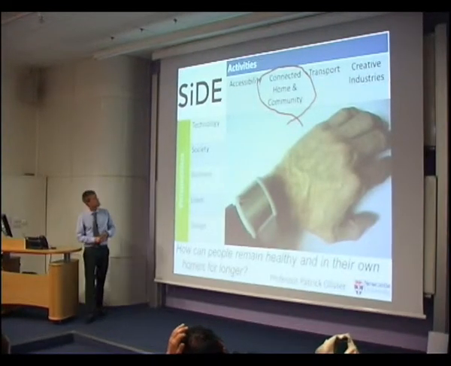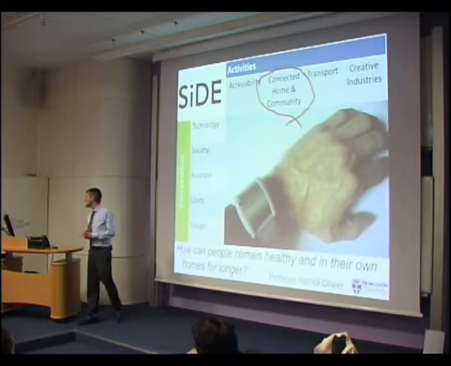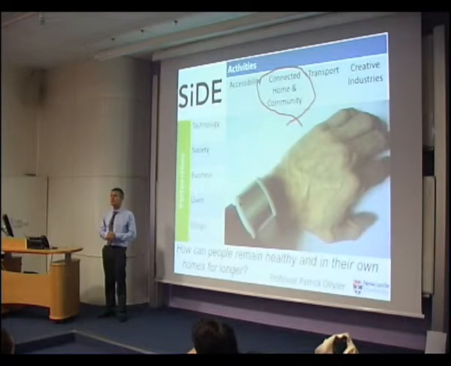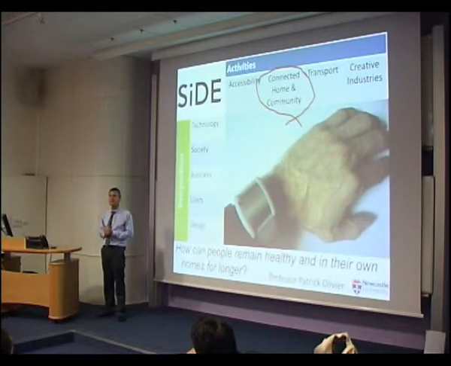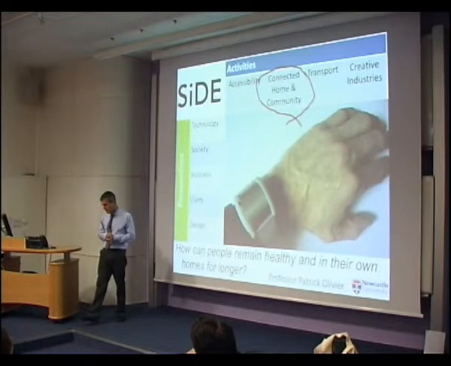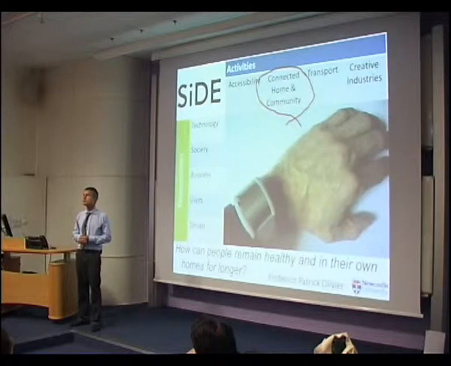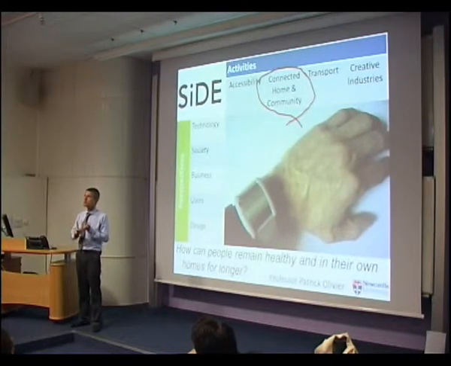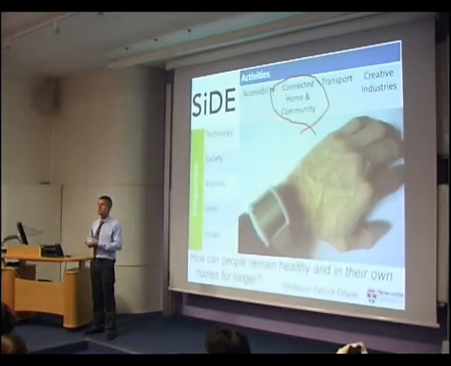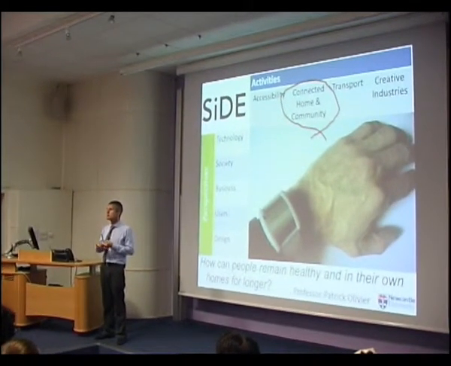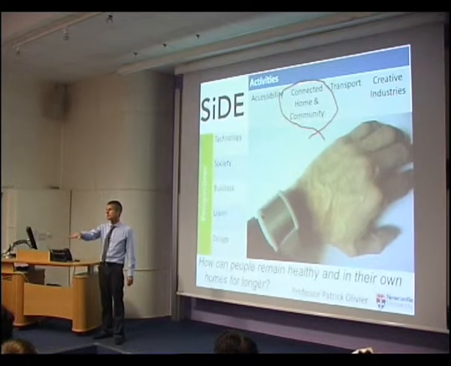Another area is connected home and community. So this is about trying to allow people to remain healthy and in their own homes for longer. And the first example I'll talk to you about is remaining healthy. There's lots of problems with particular diseases these days which are related to activity, so diseases like some sorts of diabetes, obesity, and also cardiovascular problems. The effects of these diseases can be reduced or delayed by exercise.